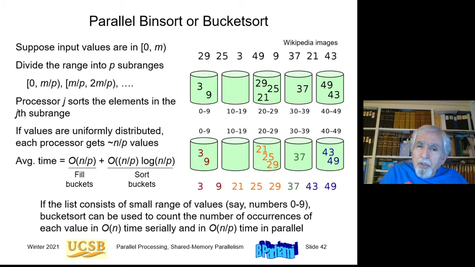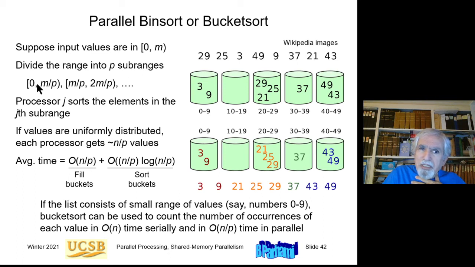This is bin sort or bucket sort, which is similar to random sort. Suppose our input values are in the range 0 to m. In other words, we know the range of values. So for example, if the numbers to be sorted are 16-bit numbers, then we know the range of those numbers. Okay? Divide the range into p subranges.